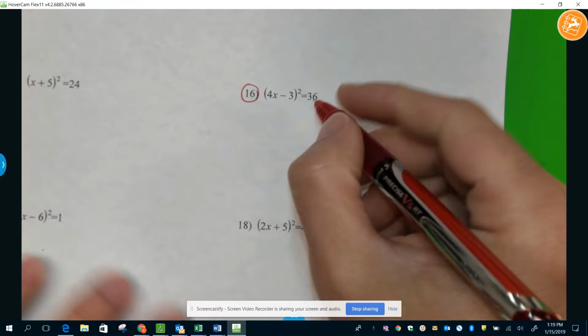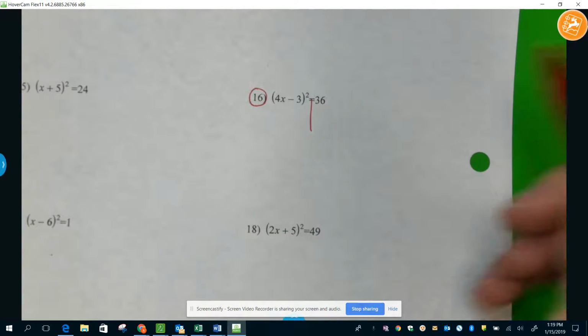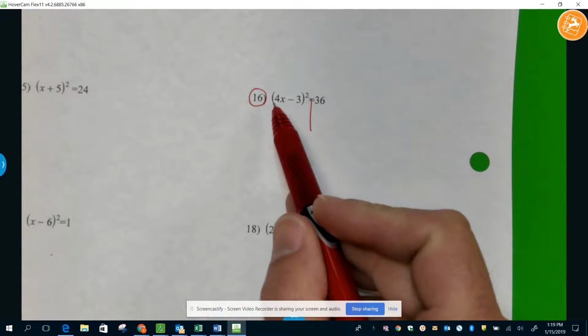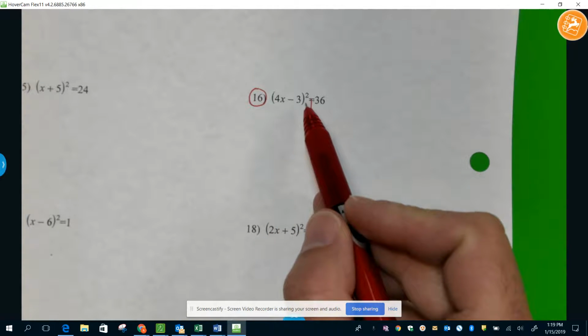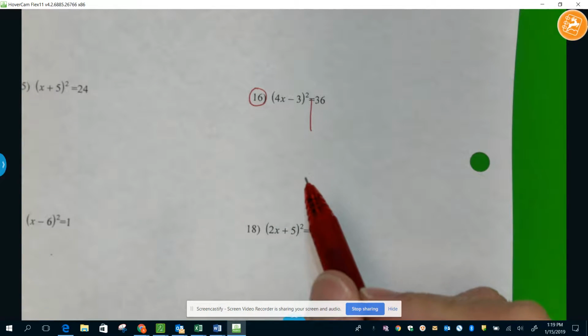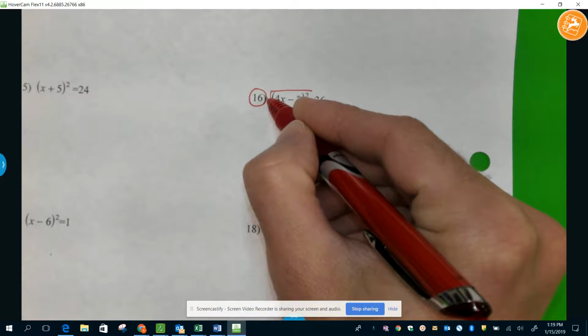16 was a popular question asked in class. So my parenthesis with a squared is isolated. There's no numbers outside the parenthesis here in front, and there's no numbers outside my parenthesis here at the end. Okay, so my parenthesis squared is isolated. My squared term is isolated, so I'm ready to move on to step 2 by taking the square root.